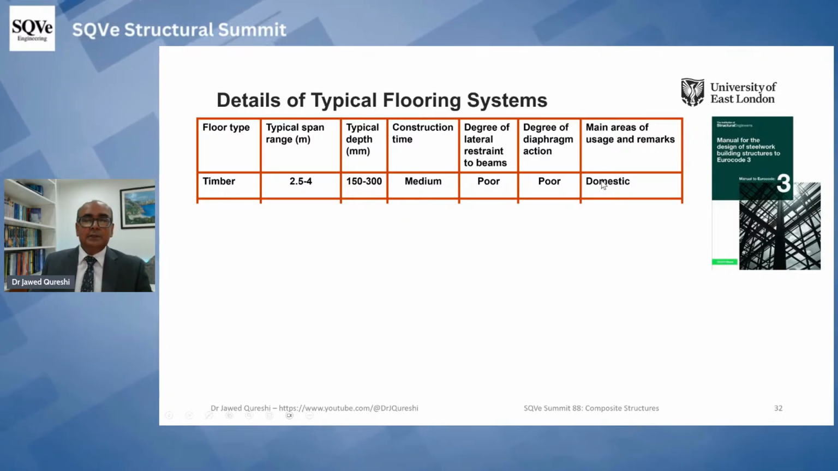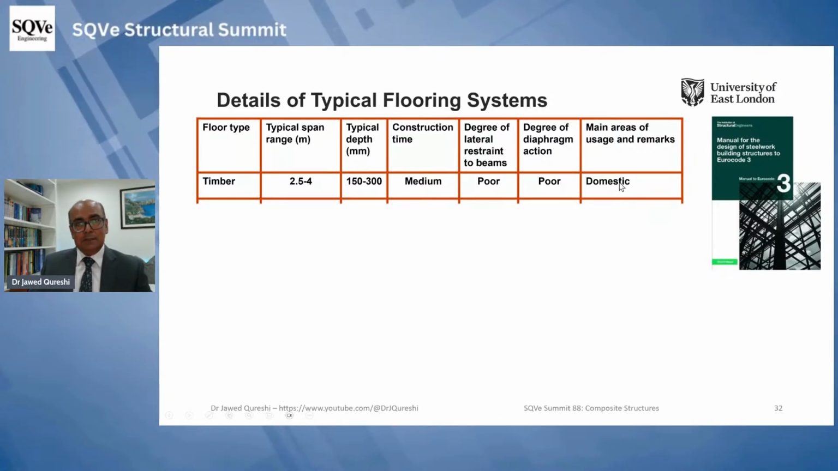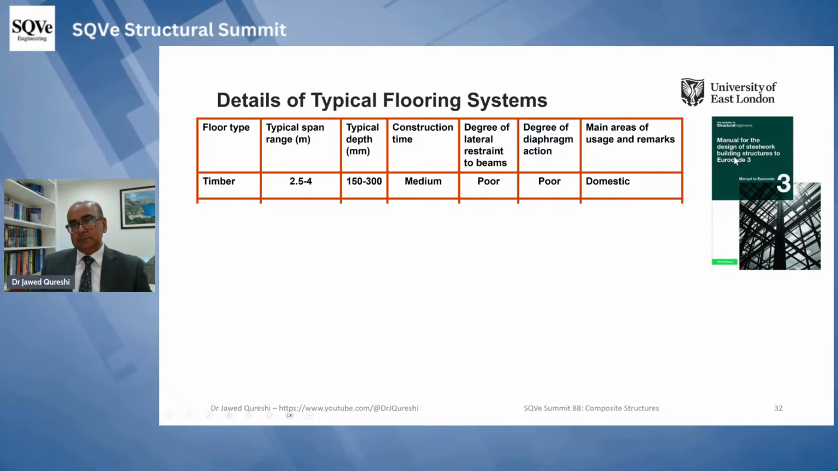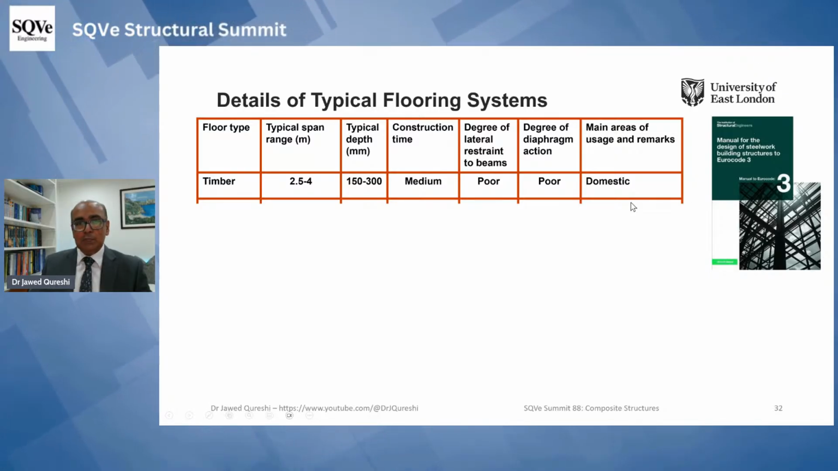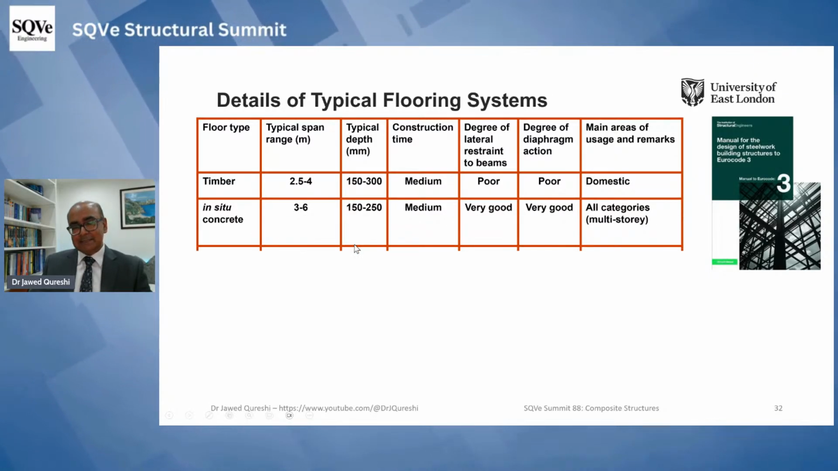But nowadays, with CLT, cross laminated timber, we sometimes use it in multi-story buildings as well, as you saw earlier. This information is taken from the Manual for the Design of Steel Building Structures to Eurocode 3 from IStructE, Institution of Structural Engineers. This was published in 2010. So some information can be a little bit dated as well. So I will tell you which one it is.